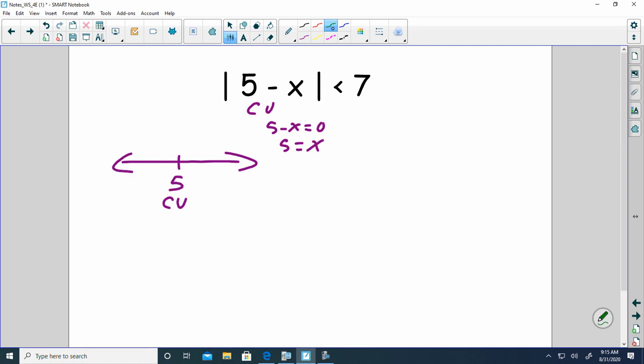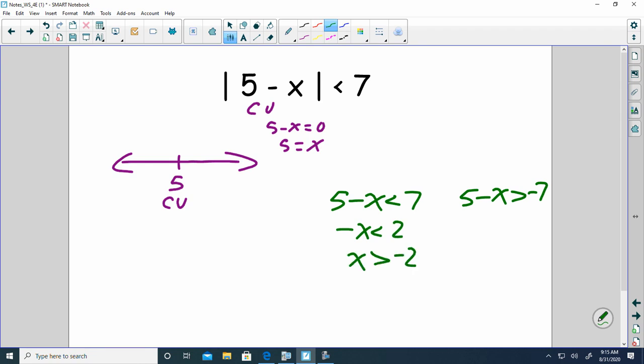And let's go ahead and solve this two ways. So I'm going to drop my absolute value signs and then solve that. So I'm going to get negative x is less than 2, subtract 5. So x is greater than -2. And then for the second one, we're going to subtract 5 from both sides, and then divide each side by -1, making sure those signs flip over.